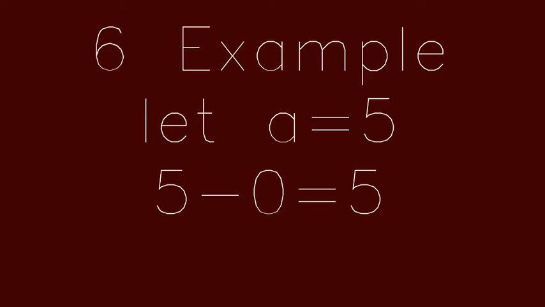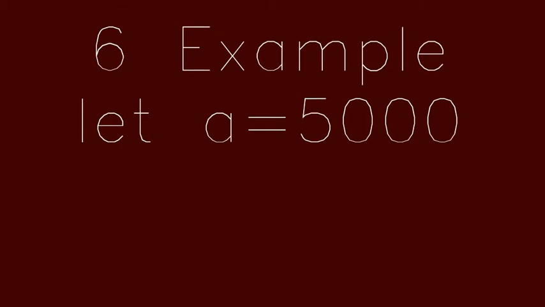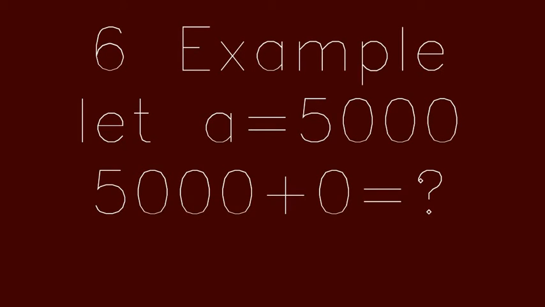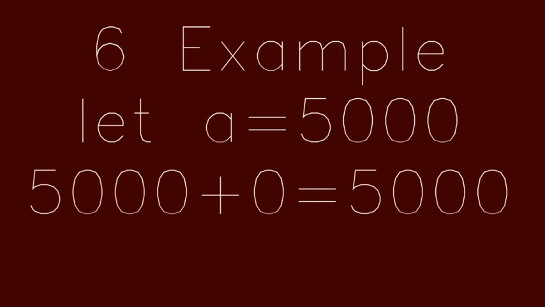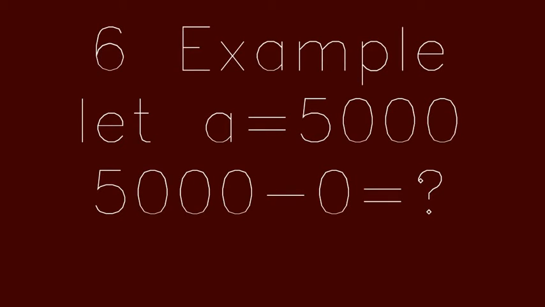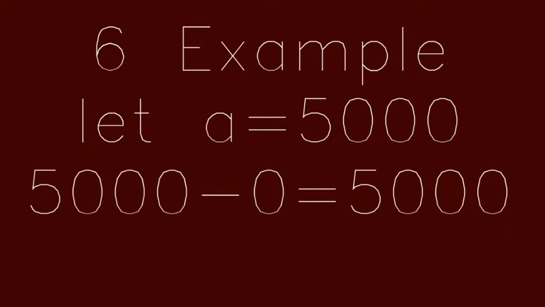Let's say we have a as 5,000. Now if we add 0 to 5,000, what do you think we're going to get? Yes, 5,000. And if we subtract 0 from 5,000, what do you think we're going to get? Exactly 5,000. Now this is all according to the rule that I had explained before.